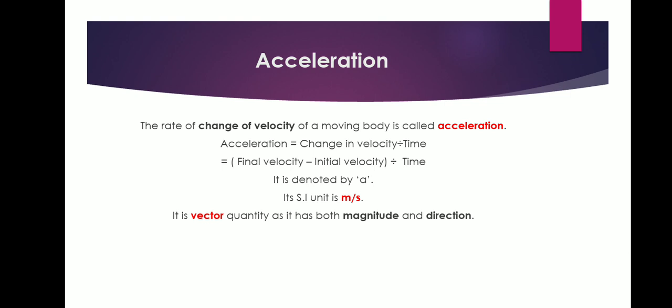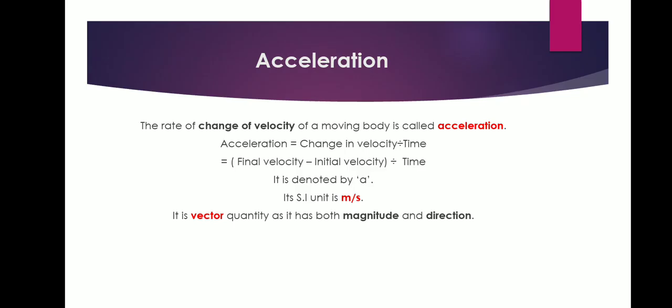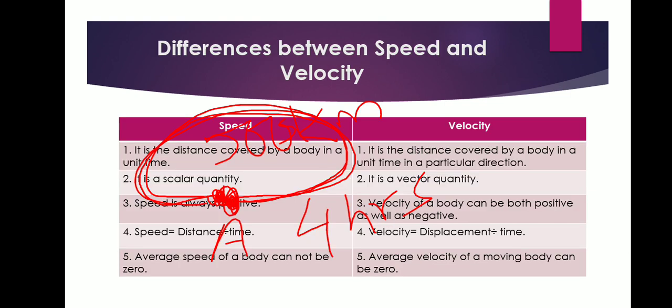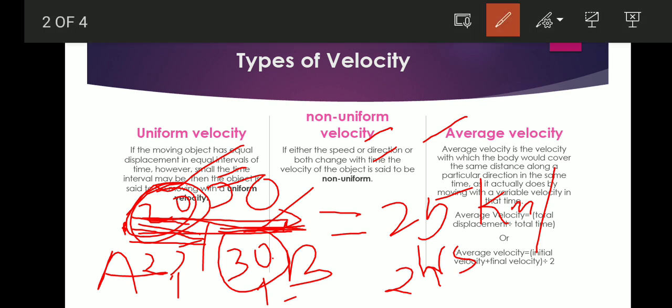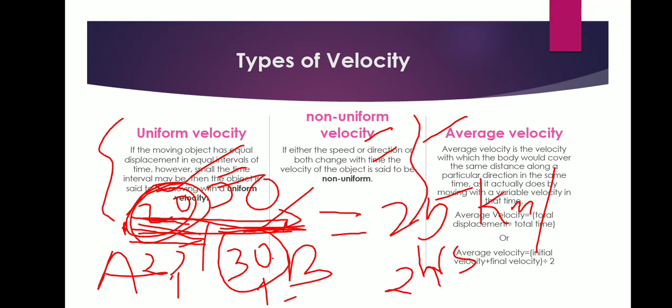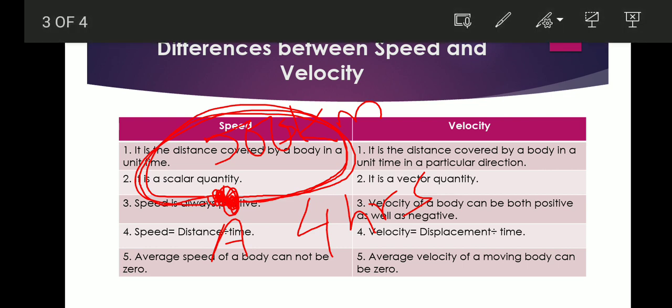Since velocity is a vector quantity, change of velocity is also a vector quantity, having both magnitude and direction. For homework, you have to write down all these definitions in your notebook and send it to me before 7 p.m.